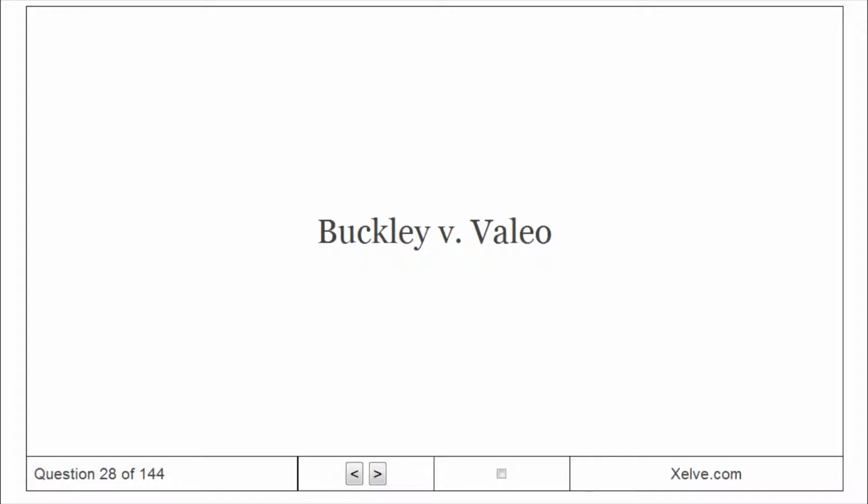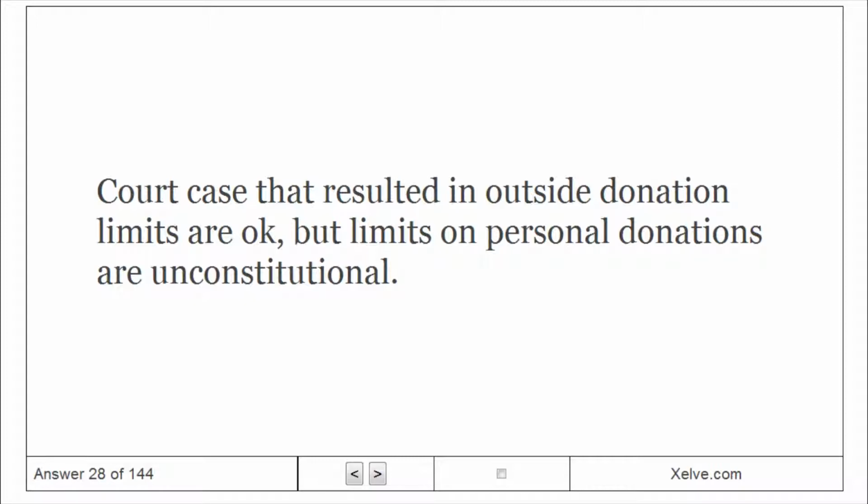Buckley v. Valeo. Court case that resulted in outside donation limits being okay, but limits on personal donations being unconstitutional.